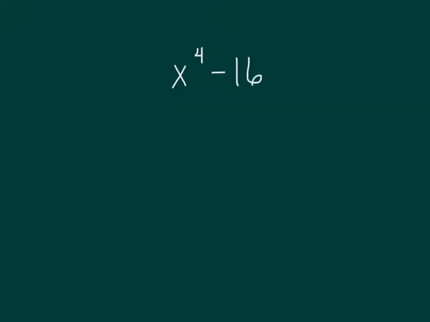So this is a fun example. X to the fourth minus 16. We want to factor this. So we have two perfect squares because for a variable, if it's to an even power, it's a perfect square. Any variable to an even power is a perfect square. So we have x to the fourth minus 16, two perfect squares, and we are subtracting them. So it is a difference of two squares. So we have x squared plus 4 times x squared minus 4.